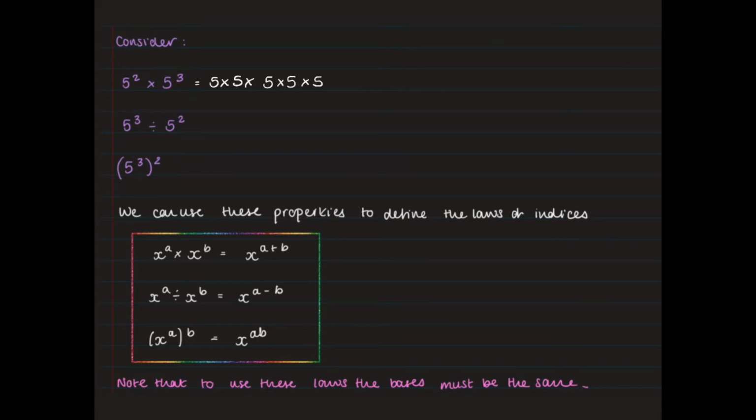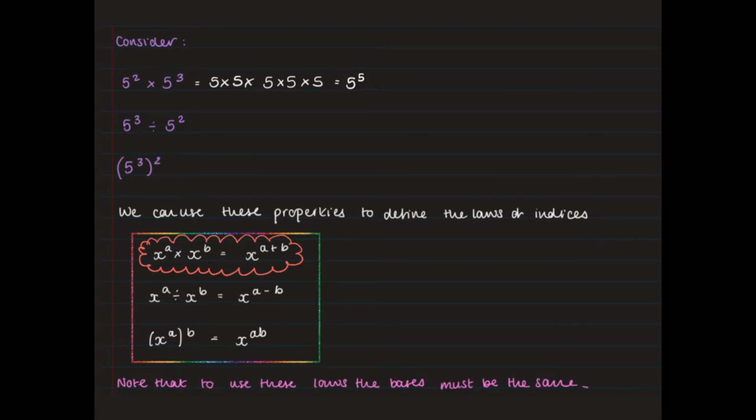So if I look at what I've got, I've actually got 5 times 5 times 5 times 5 times 5, which is 5 lots of 5 times 5, so it's the same as 5 to the 5. This allows me to derive my first law of indices, which you can see in the rainbow box. If I've got x to the a times x to the b, then I can have x to the power of a plus b, so I add the two indices.